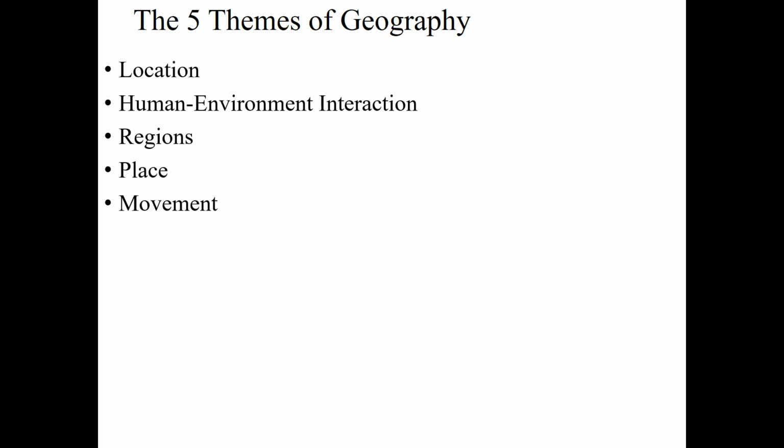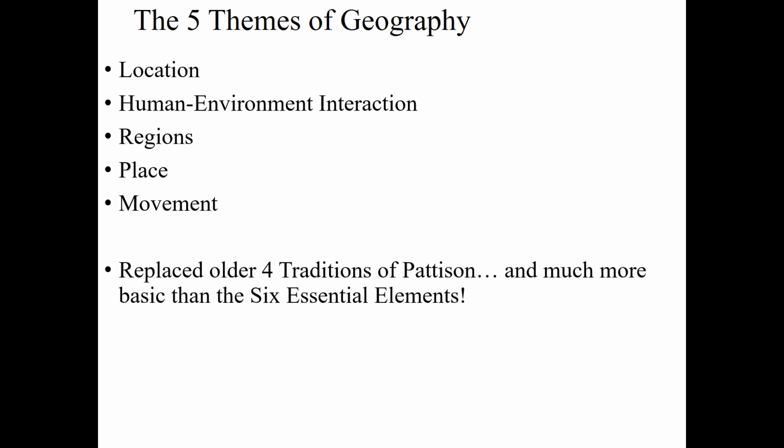These 5 themes are kind of interchangeable. Location is almost always the one that geographers use first, but the others are kind of interchangeable in the sense that you could say location, place, region, movement, human environment interaction. Nobody's really going to call you out on the fact that you use one before the other. As long as you know the 5, you're doing really well.